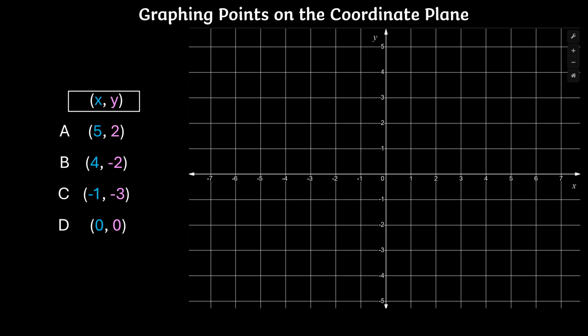Ordered pairs are made up of an x-coordinate and a y-coordinate. The x-coordinate always comes first in an ordered pair. When we graph an ordered pair, we will find the x-coordinate on the x-axis, which is the horizontal number line. We will find the y-coordinate on the y-axis, which is the vertical number line.